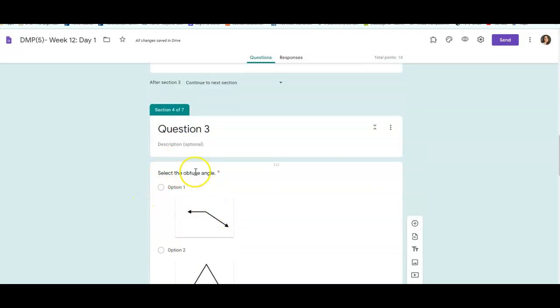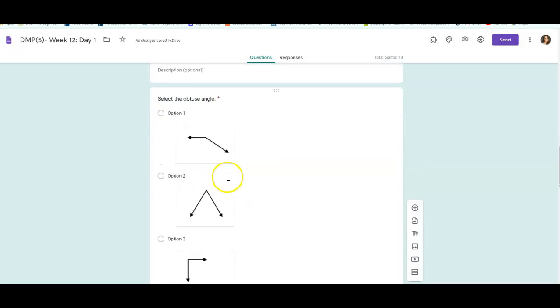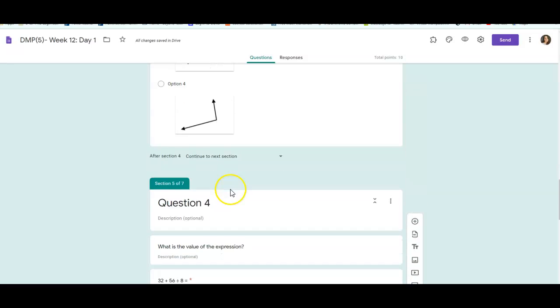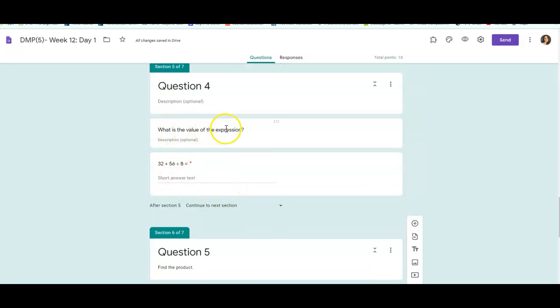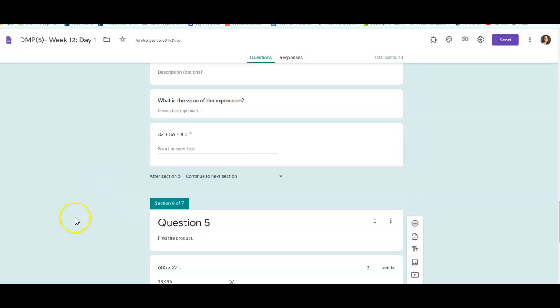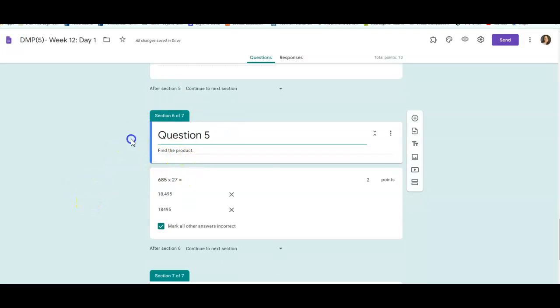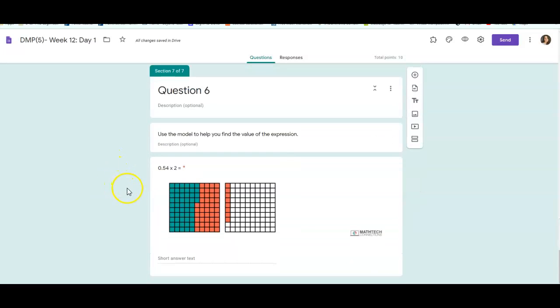Okay, number 3, select the obtuse angle. Should be getting better at these. What is the value of the expression? Remember order of operations. Please excuse my dear Aunt Sally. What are you going to do first? Question 5. Solve 685 times 27.